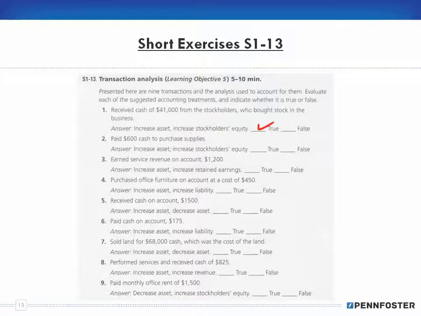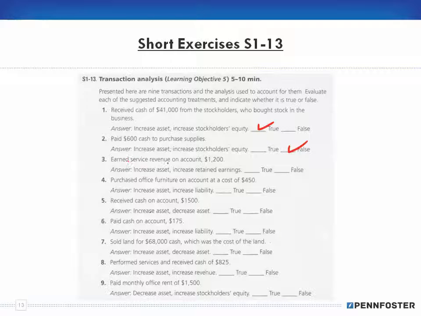Okay, number 2. Paid $600 cash to purchase supplies. The answer: I'm increasing an asset and increasing stockholders' equity. Well, if I'm paying cash and cash is an asset, my cash is going down. So my cash is decreasing. So immediately this is wrong. And I'm purchasing supplies. Well, supplies, I would own them, so that is an asset. It's not stockholders' equity. So this particular one is false.